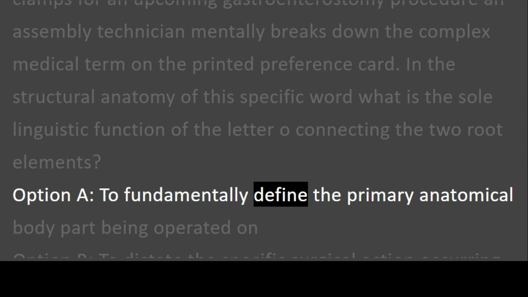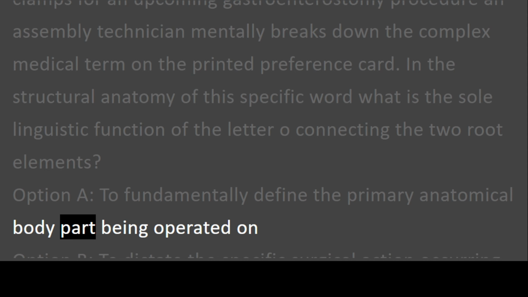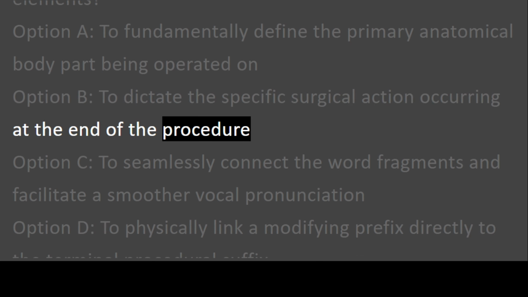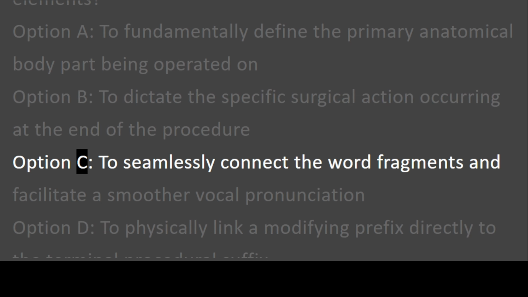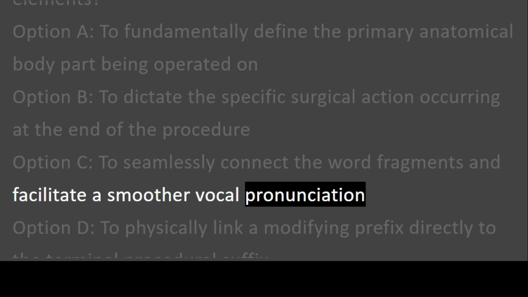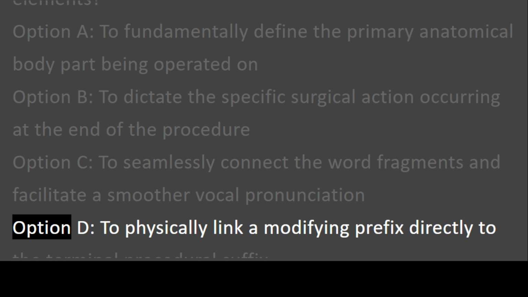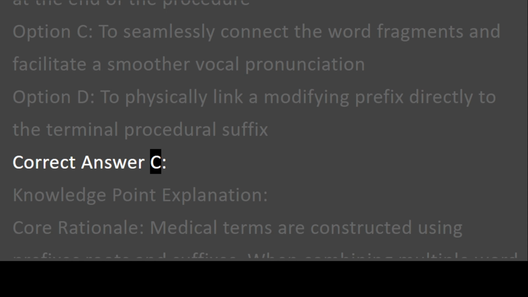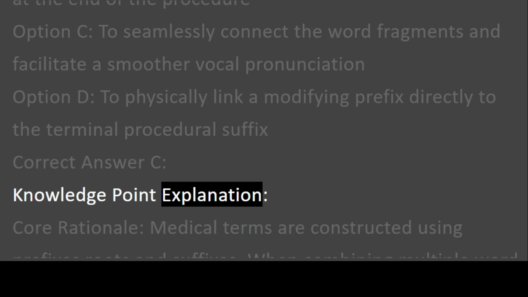To fundamentally define the primary anatomical body part being operated on. Option B. To dictate the specific surgical action occurring at the end of the procedure. Option C. To seamlessly connect the word fragments and facilitate a smoother vocal pronunciation. Option D. To physically link a modifying prefix directly to the terminal procedural suffix. Correct answer C. Knowledge point explanation.